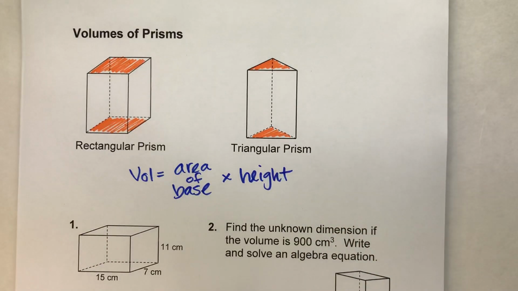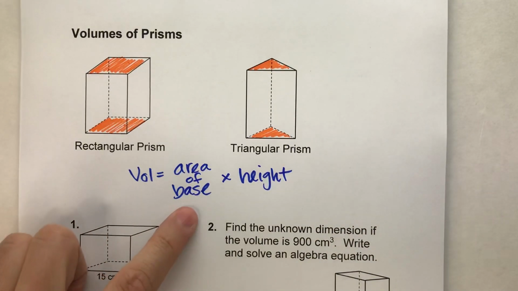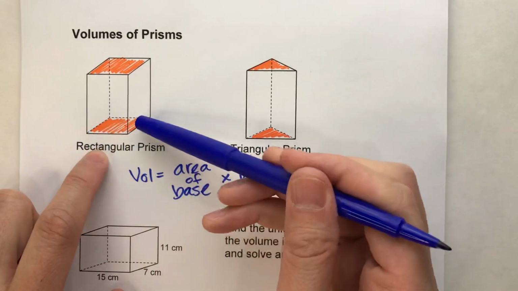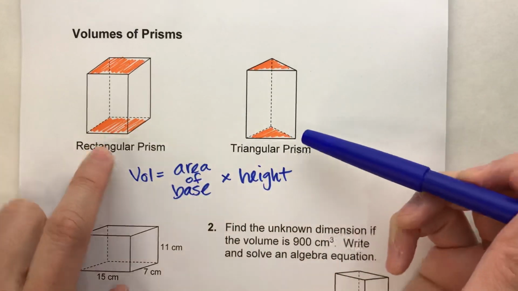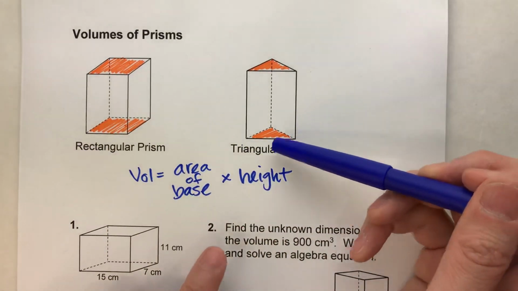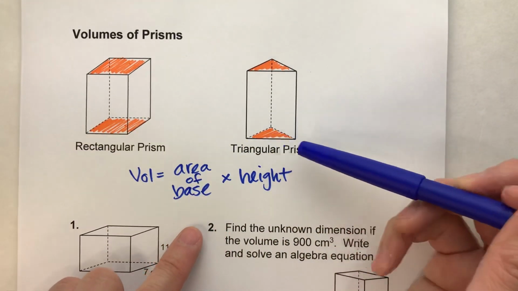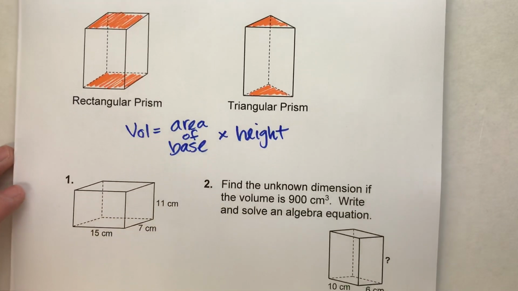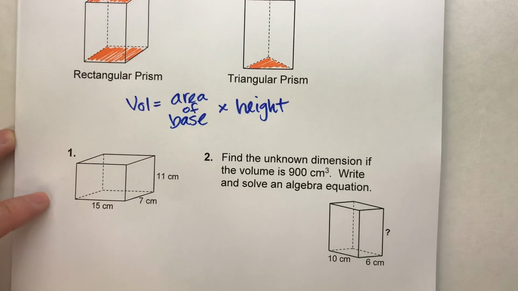Now, what's going to be different between the two prisms is finding the area of the base, because for a rectangle it's pretty easy. Finding the area of a rectangle is just length times width, whereas a triangle's area is the base times height divided by 2. All right? Let's do a couple examples so you can see this in action. All right? So let's start with the rectangular prism.